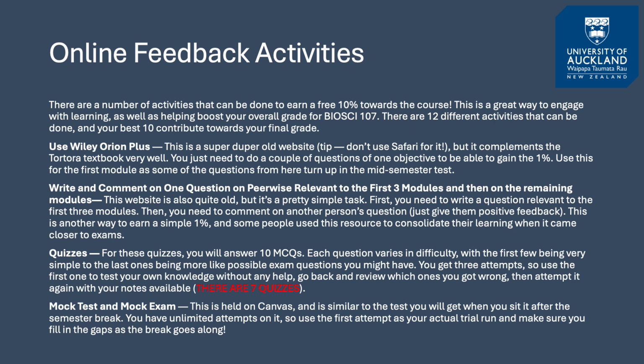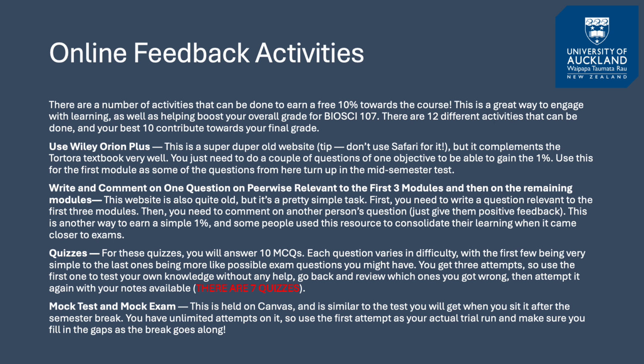So the first way is to use Wiley Orion Plus. This is a really old website, but it complements the Tortora textbook very well. You just need to do a couple of questions on one objective to be able to gain the 1% towards your extra 10%. Also use this for the first module, as some of the questions from here turn up in the mid-semester test.